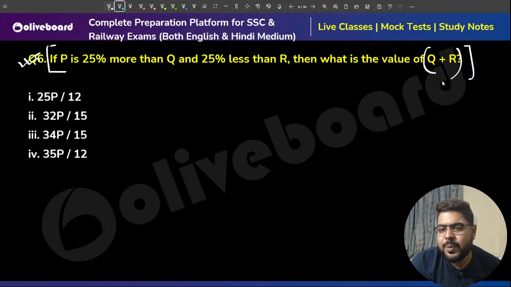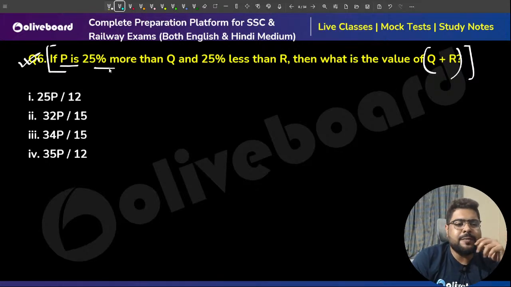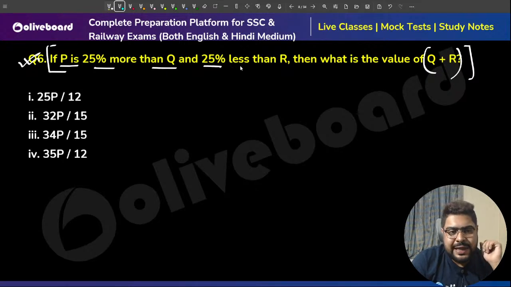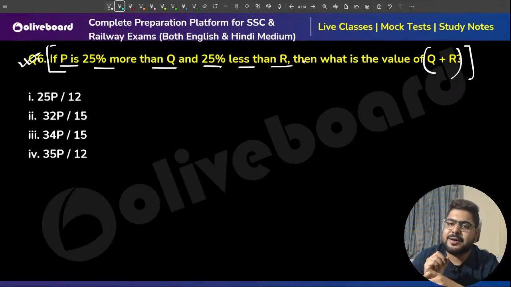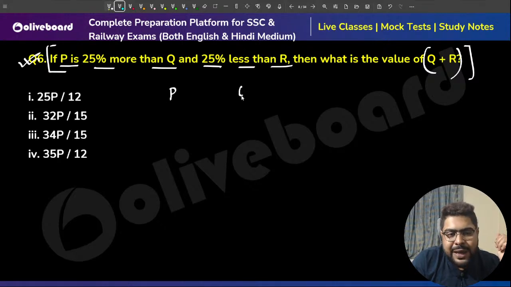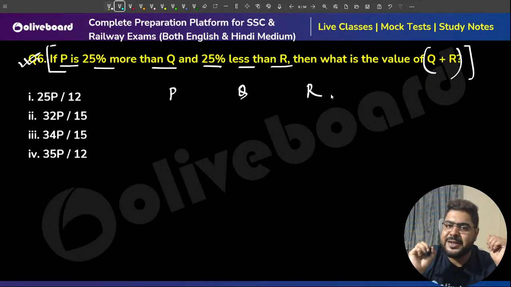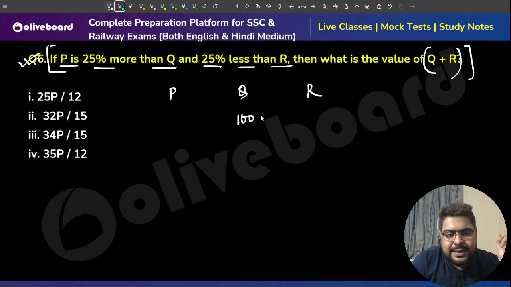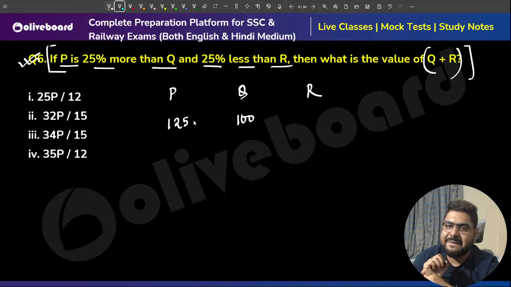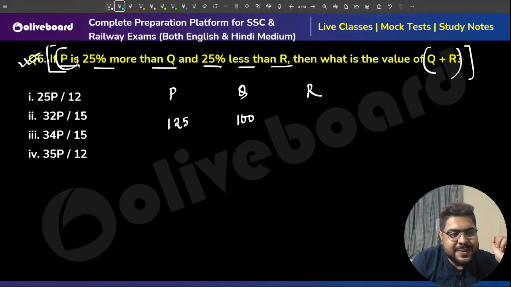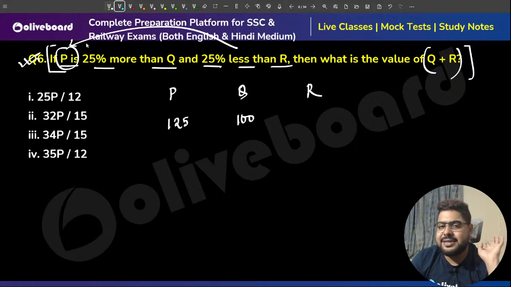Again, sir, Q plus R. P is 25% more than Q and 25% less than R. Chalo. Sir, P here, Q here, R here. Sir, first line, Q, if I take Q as 100. Sir, P is what, sir? P is 25% more, meaning 125. Again, sir, P is what, sir? 25% less than R, sir.